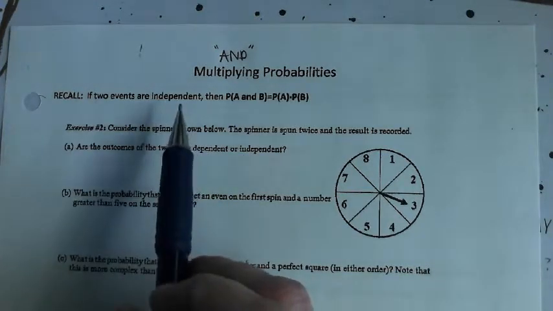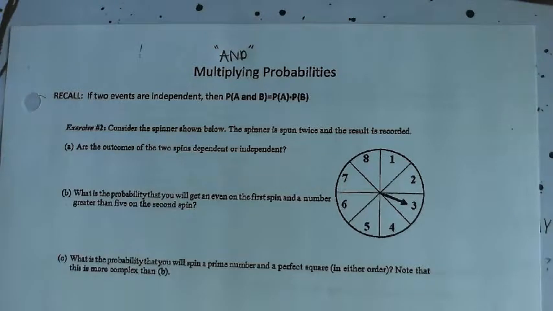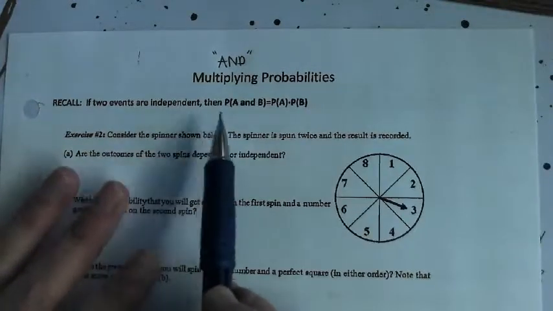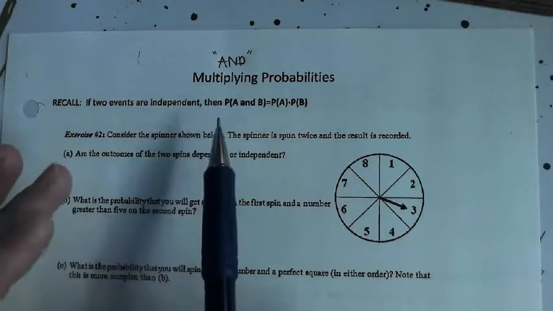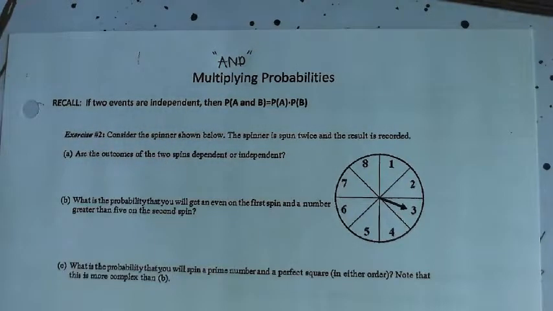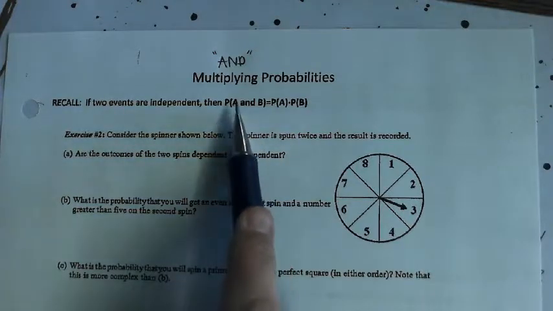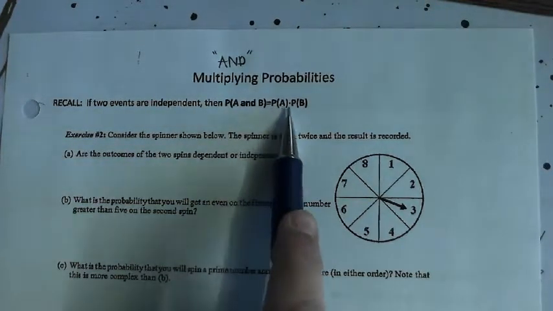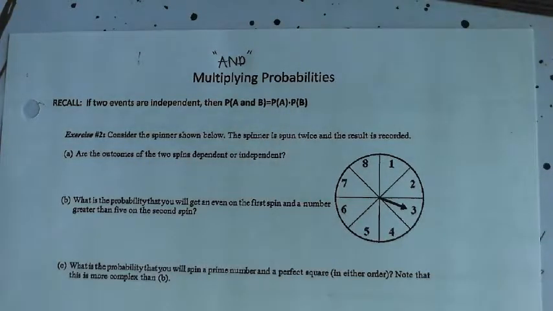Now that we know how to assess for independence, this is actually another way of assessing for independence that isn't able to be used as often, at least the way that the Regents presents the questions. This isn't used as often. But if we do know that two events are independent, then the probability of A and B happening should be equal to the probability of A happening times the probability of B happening.